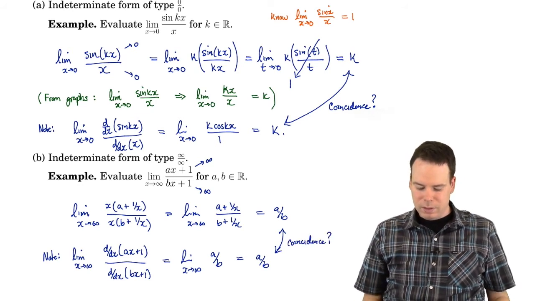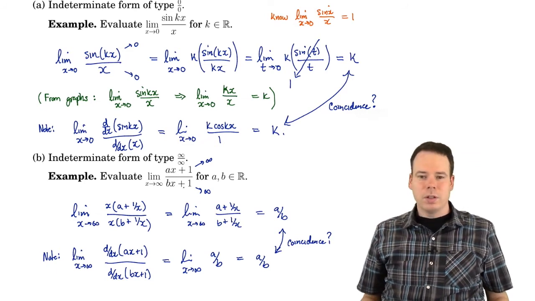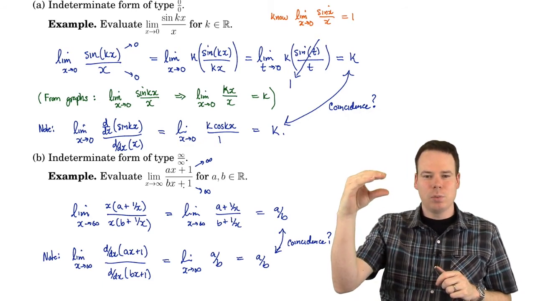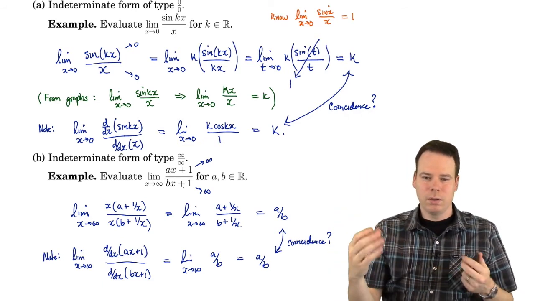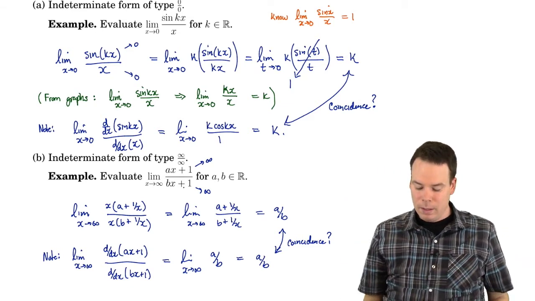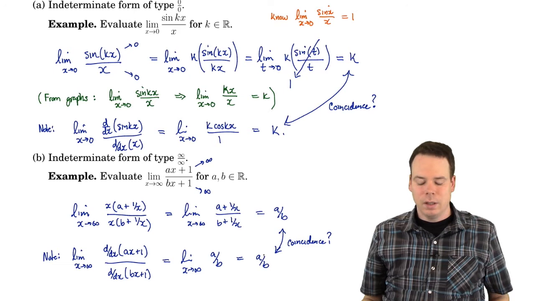In a sense I'm saying, instead of looking at the limit of the original function, look at the limit of the rate of change of the numerator over the rate of change of the denominator. In other words, the derivative of the numerator over the derivative of the denominator. And it turns out we get the same answer.